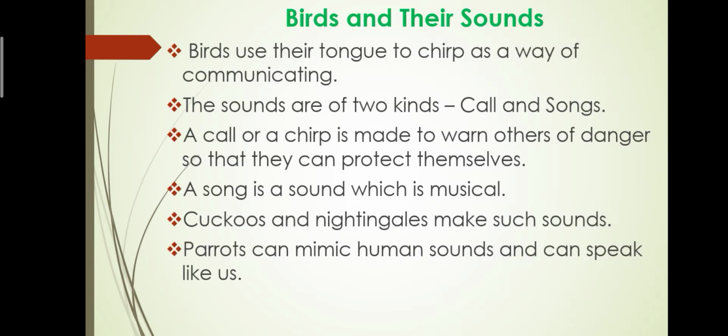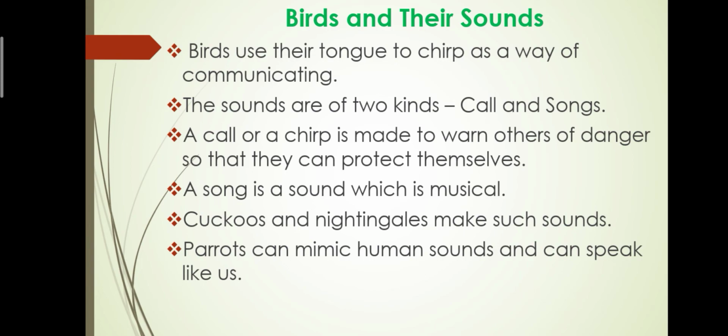Now the birds and their sounds. As we communicate with other human beings, birds also communicate with other birds. They give some information to other birds in the form of calls and songs. The call or a chirp is made to warn others of danger so they can protect themselves. A song is a sound which is musical. The cuckoos and the nightingales make such musical sounds. The parrots, as we know, can mimic human sounds and they can speak like us.